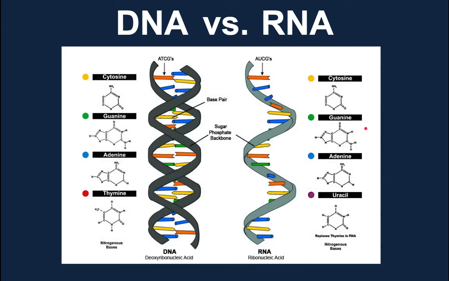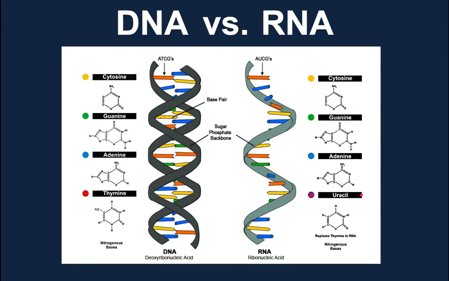Some other differences though. So here we see DNA on the left, RNA on the right. You can clearly see that DNA is a double-stranded molecule, where RNA is a single-stranded molecule. In terms of the four nitrogen bases, both of them use cytosine, guanine, and adenine. However, DNA uses one called thymine, and RNA uses one called uracil.